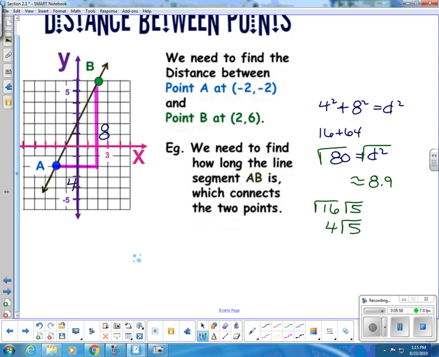So it was nice, I had a graph. I could do that. If I don't have a graph, how can I get that 4 and that 8? Just by looking at the 2 points. How do you think the 4? Use the distance formula. What if I don't want to use the distance formula? I want to use the Pythagorean theorem. How am I getting the 4?